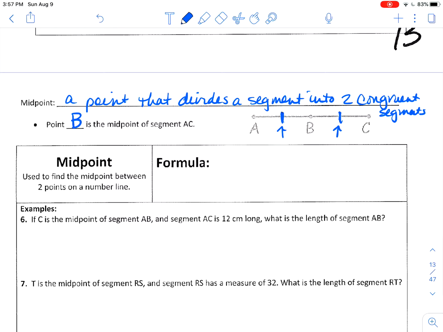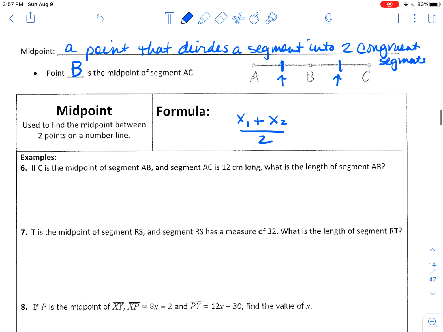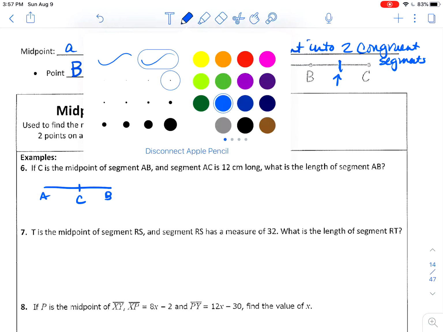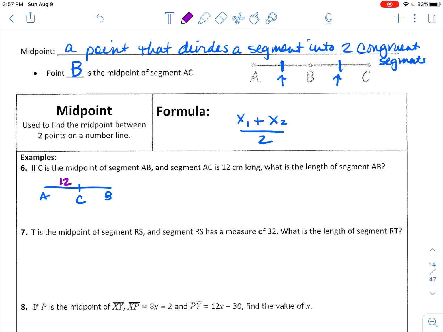There is a formula, and we take the first point, we add it to the second point, and then we cut it in half, divided by 2. Here are some examples. If C is the midpoint of segment AB, so let's draw the picture. Here's A and B, and right here in the middle is C. Segment AC is 12 centimeters long. So from A to C is 12. Well, if C is in the middle, then we know that from C to B must also be 12.